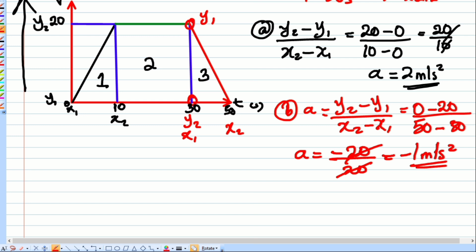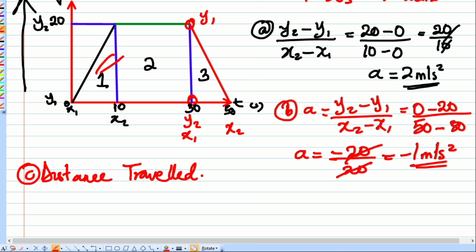Then the next question, the C part, says we should calculate the distance traveled in the journey. Now recall that I said distance is the area under the graph. So for the first journey, that's the area, and we can calculate these areas individually. You can also calculate it as a whole, because the whole graph forms a shape that is a trapezium. So we can just calculate the area of a trapezium.